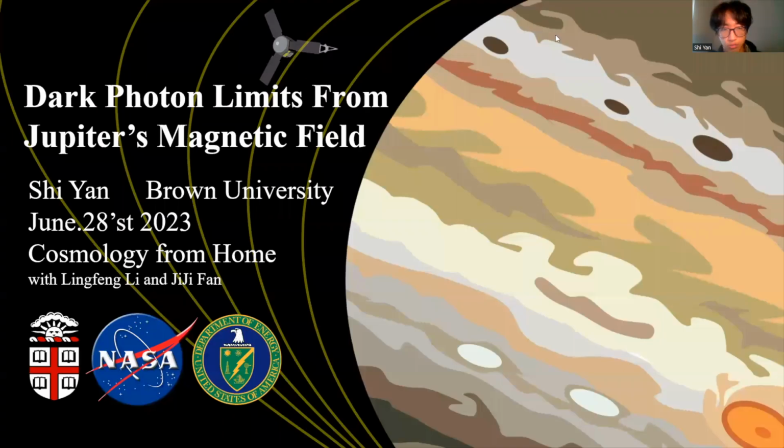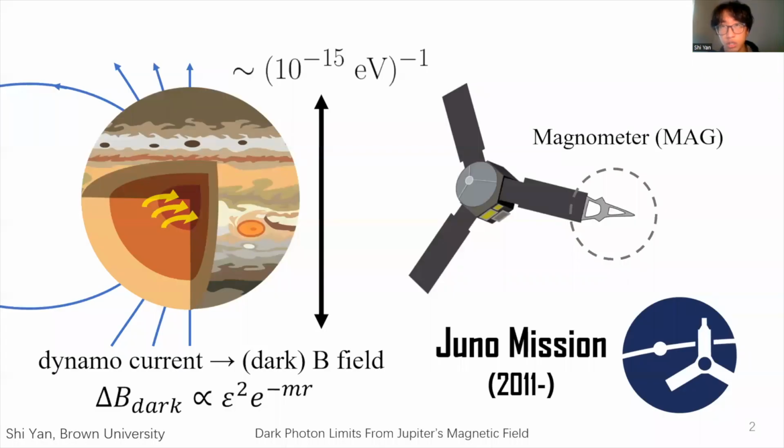Hi, I'm Sayan from Brown University, and my talk today is about limiting dark photon parameters from Jupiter's magnetic field. Dark photon is a hypothetical particle. It can only interact with the standard model through some kinetic mixing with our photon.